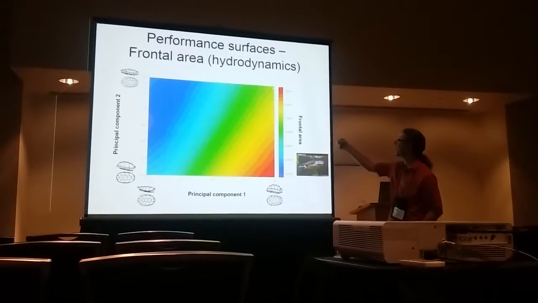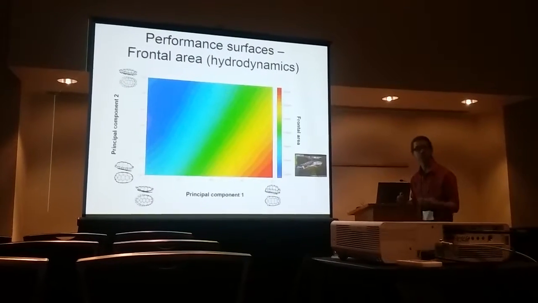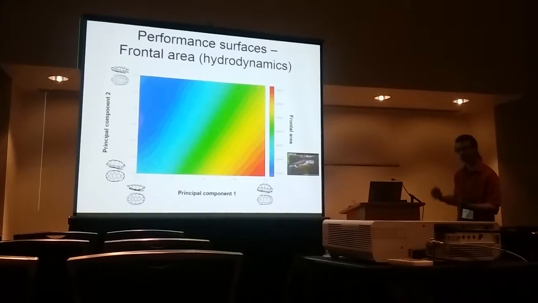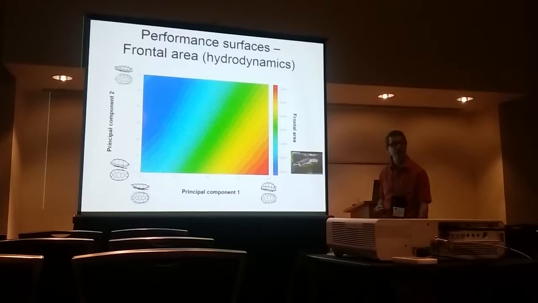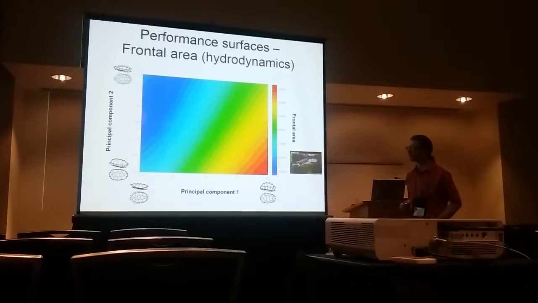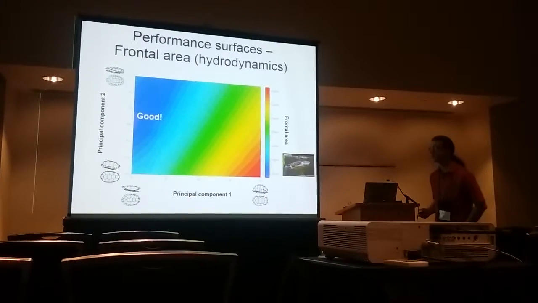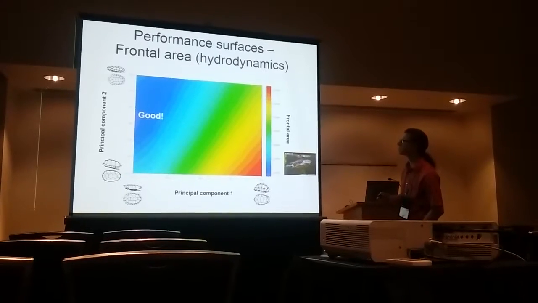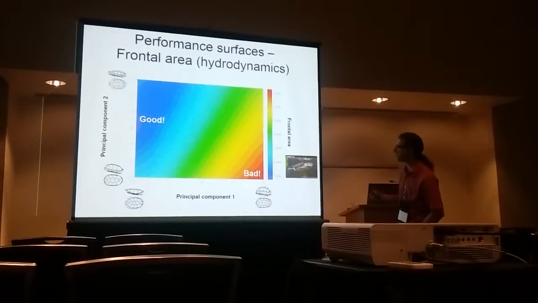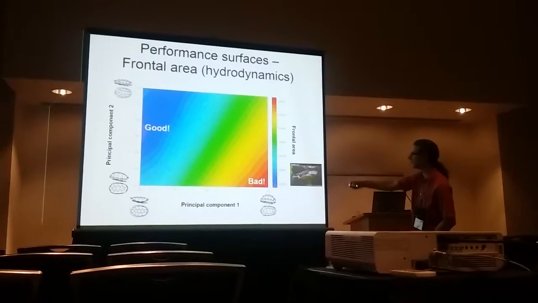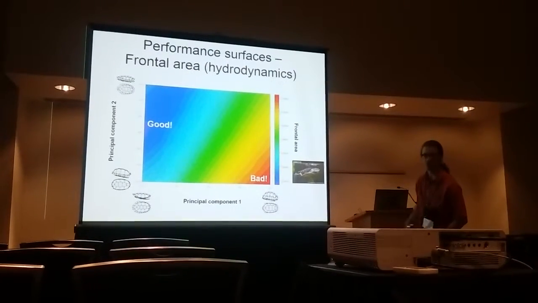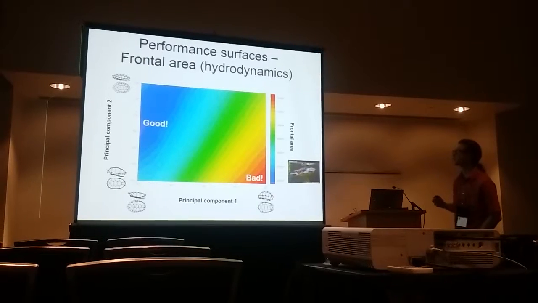Once again, we're going to be looking at hydrodynamics right here. So I'm going to be approximating the performance of moving through the water with the frontal area of the turtle shell, so the area that you would see if the turtle was coming right at you. For this, low numbers are, let's see, good performance over here, bad performance up here. High numbers are bad for this particular measure.